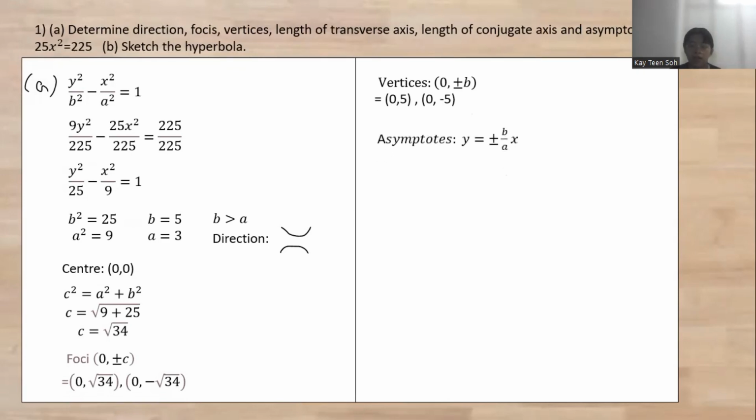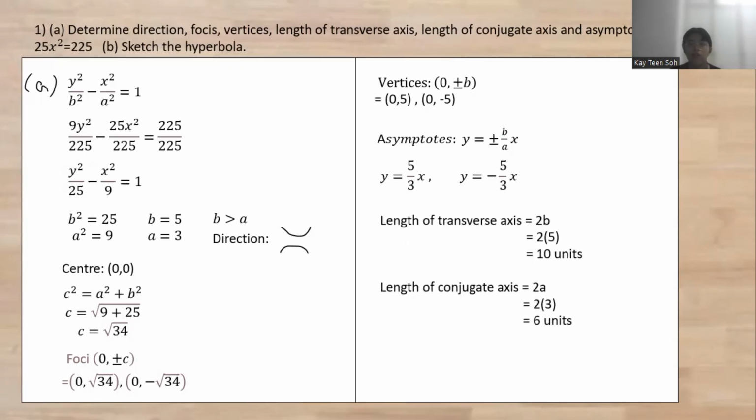For the asymptotes equation, y is equal to plus or minus b over a times x. Thus, we need to substitute the values of b and a into it. The final answer will be y equals 5/3 x and y equals negative 5/3 x. In order to find the length of the transverse axis, we need to know that the graph is upwards and downwards. Hence, the formula used will be 2b. So 2b equals 2 times 5 equals 10 units, while the length of the conjugate axis will be 2a, which is 2 times 3 and equals 6 units.